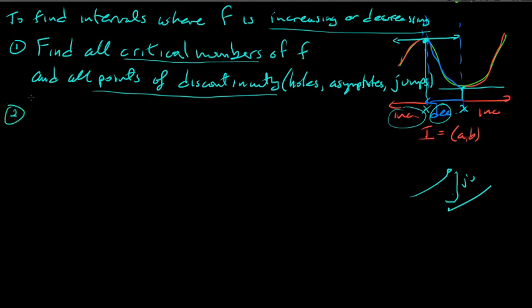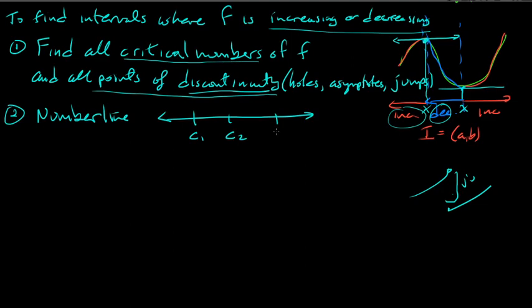Once we find all the critical numbers and all the points of discontinuity, we just draw a number line, something like this, and then we mark off every point of discontinuity and every critical number. Whether it's a point of discontinuity or a critical number, we'll label them C1, C2, C3, however many you have. You might have 4 or 5 of them. You can have infinitely many, but then usually we restrict ourselves to a certain portion where there are just a few critical numbers.